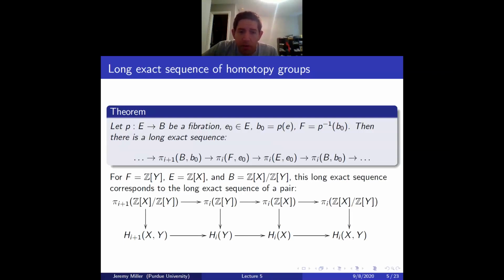We won't quite show it's a fibration, but we'll still construct this long exact sequence of homotopy groups, which is all we need.